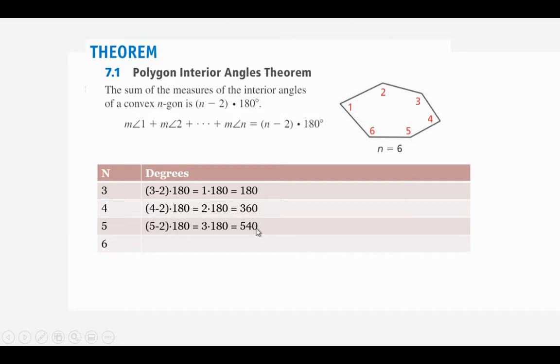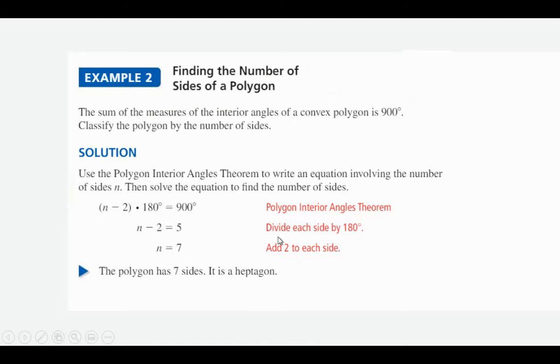So take a wild guess what 6-sided would be. We would add 180 to 540. In the formula, we would do 6 minus 2 times 180, and that would give us 720. So we can use this pattern or the formula to figure out how much, for example, 7 sides would be equal to. All right, now what happens if we want to find the number of sides?